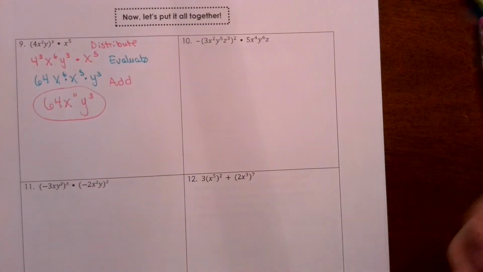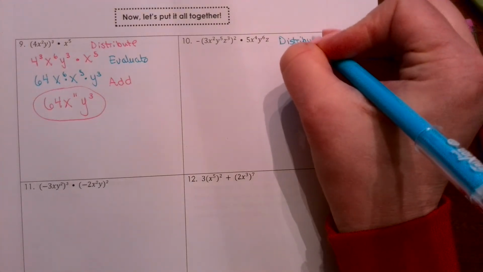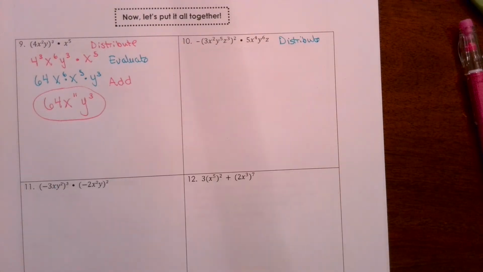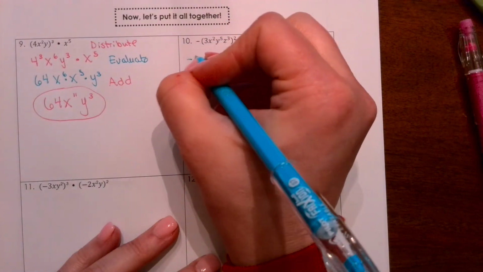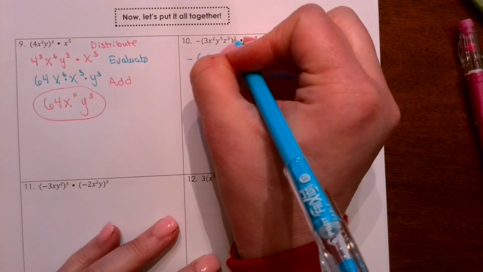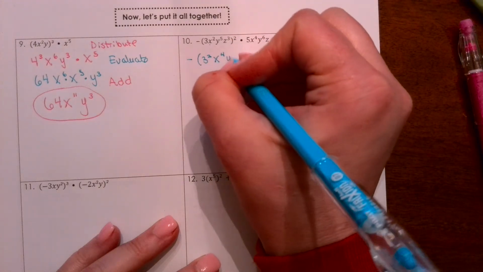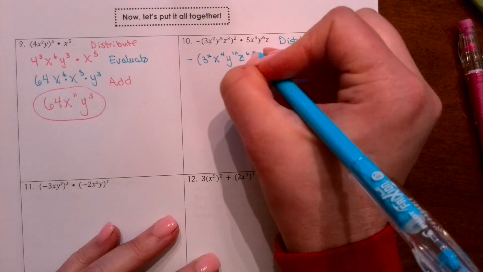Let's start with distributing. This is another situation where I have this -1 outside. I'm not going to put the -1 this time. We've done that a couple times. Now you kind of knew what's going to happen. But I am going to distribute. I have -3 squared x squared. So that's x to the 4th, y 5 times 2, y to the 10th, z 3 times 2, z to the 6th.